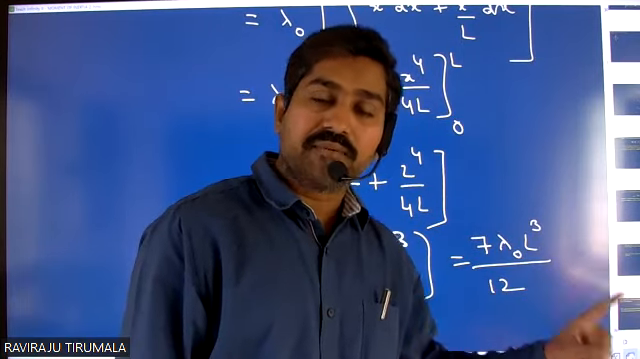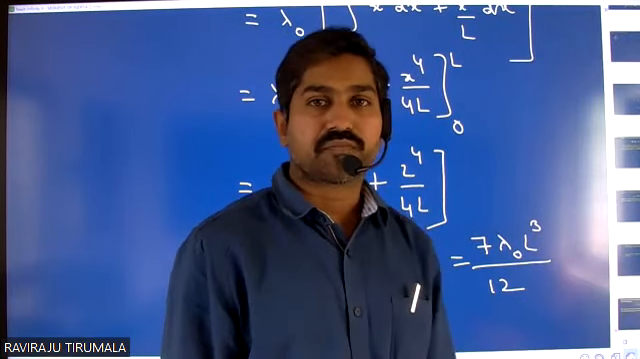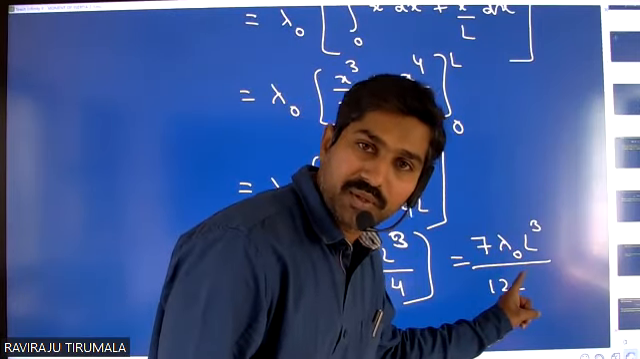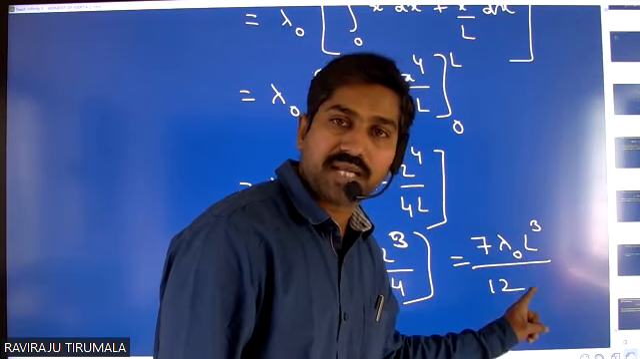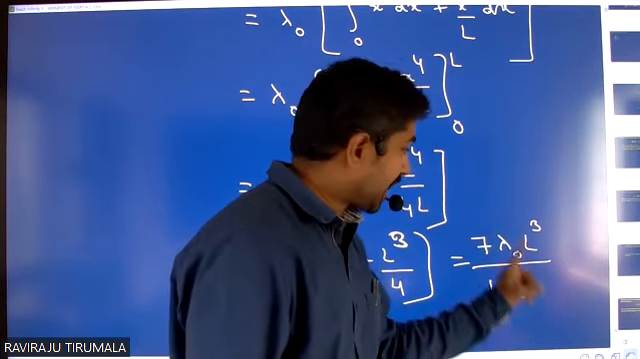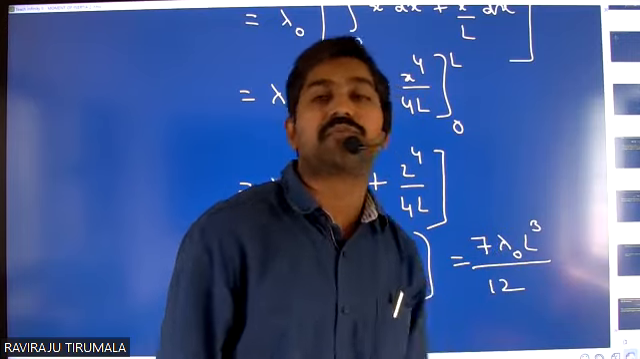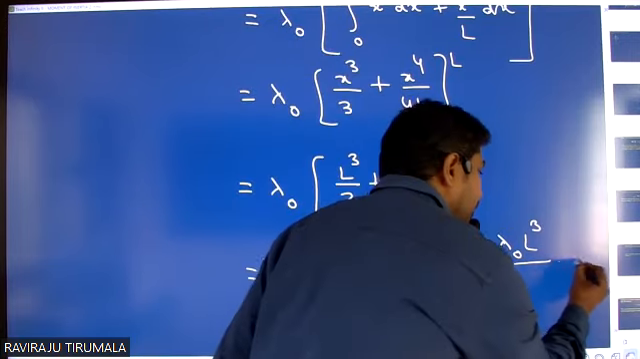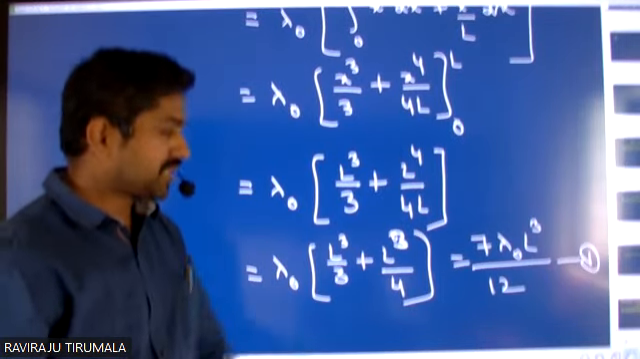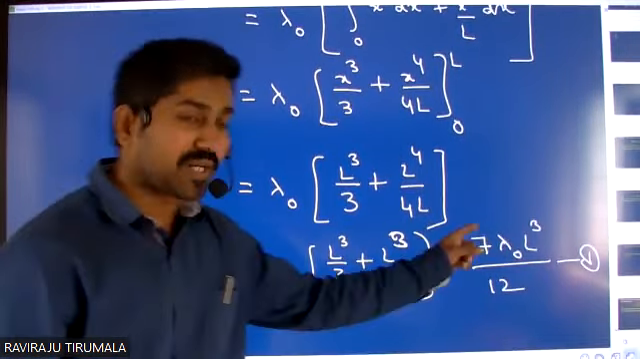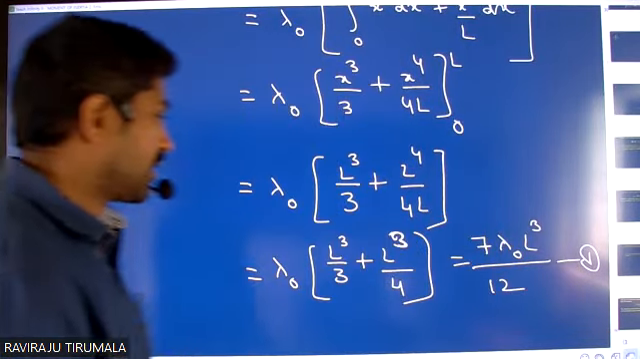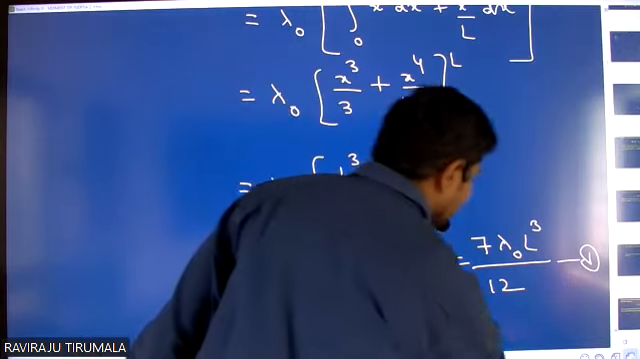But in the given options for the question, mostly they won't give in terms of lambda naught, and most of the times they may give in terms of mass. The lambda naught value you have to write in terms of mass only. This is actually the formula for moment of inertia only, but the same thing you have to write in terms of mass m given. Now how can you calculate mass m here?